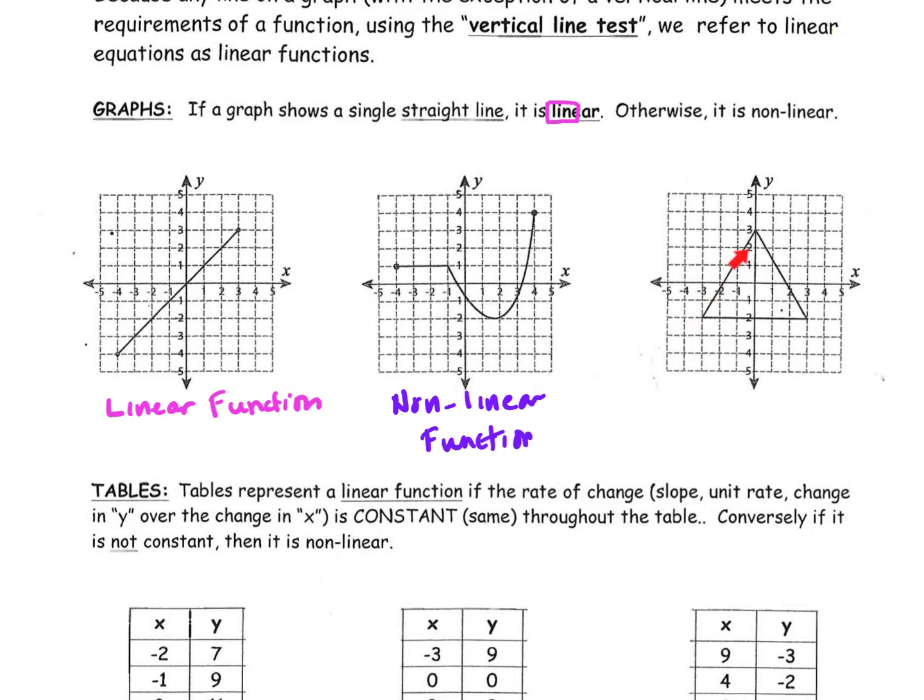And our third, even though we see three separate straight lines, so to speak, it does not pass the vertical line test because we can touch the graph in more than one place, so this is just not a function.